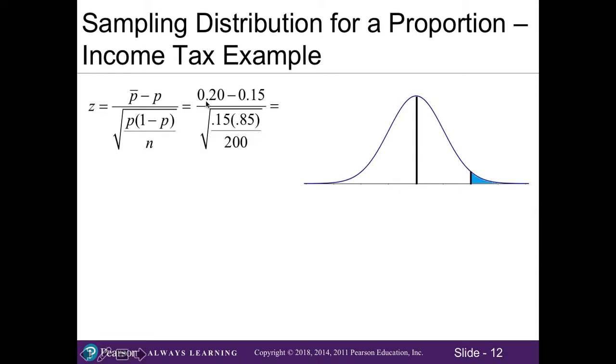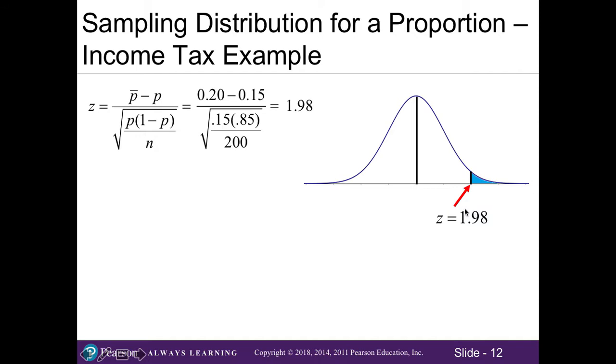So I'm going to plug in my 0.2, my sample proportion, minus my population proportion of 0.15, and I'm going to plug in my population proportion at 0.15, and 1 minus 0.15, that gives me 0.85, and divide it by our sample size of 200, and then square root it. That should give us 1.98 for our z-value.